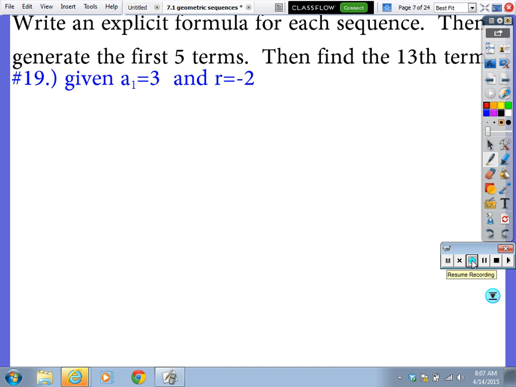So we're not learning anything new right now. I just want to make sure I go through number 19 with you to make sure that you understand exactly what's expected of you and just kind of make sure you're good to go for these ones. So it says, write an explicit formula for each sequence and then generate the first 5 terms and then find the 13th term. So first of all, we're going to write the explicit formula. This is on a test exactly. You would say, okay, I know the explicit formula. I'm going to write it down.